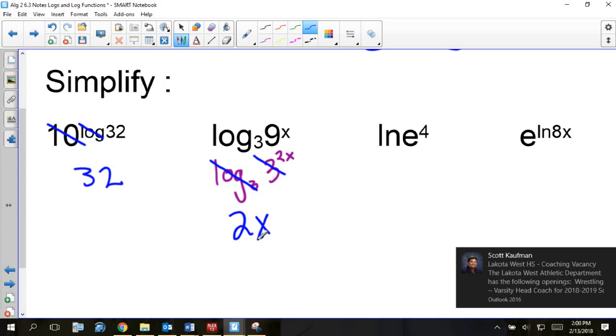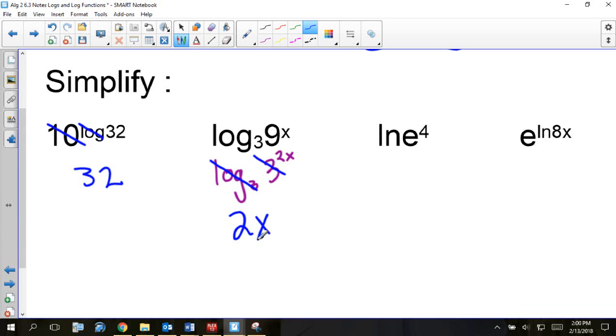So here, ln is next to e, and what do we know about those? They cancel, they're inverses, so we get 4. Here we have e, and anytime you do e to an exponent. So this is e to the ln 8x. So what cancels here? E with the ln, and we get 8x. It's just that easy.